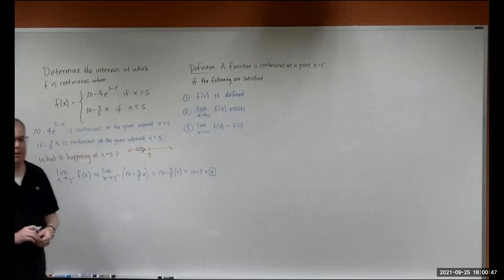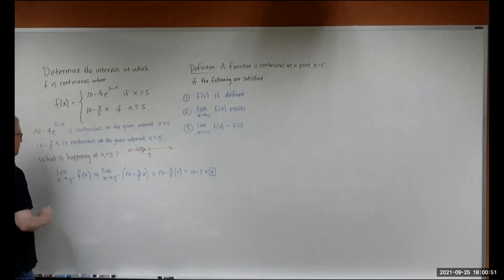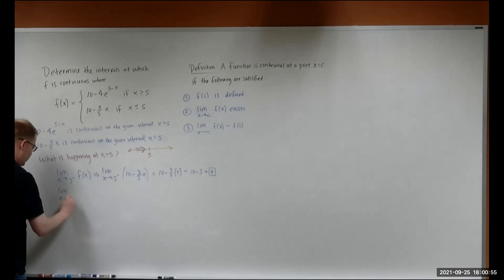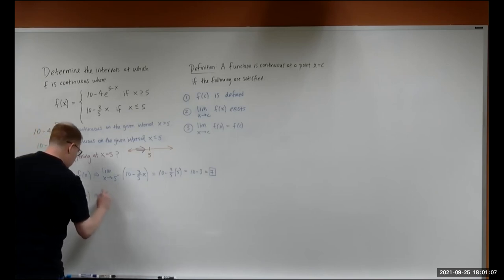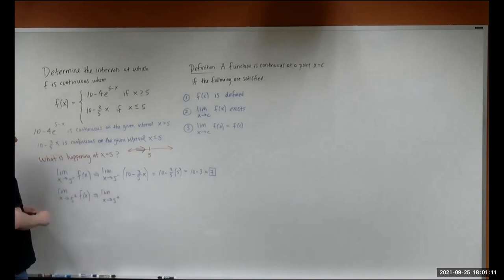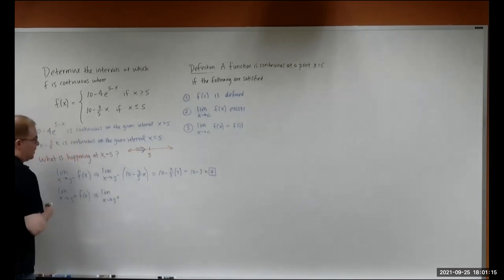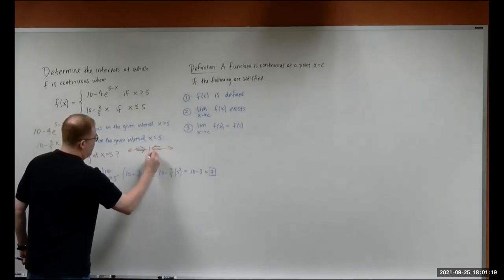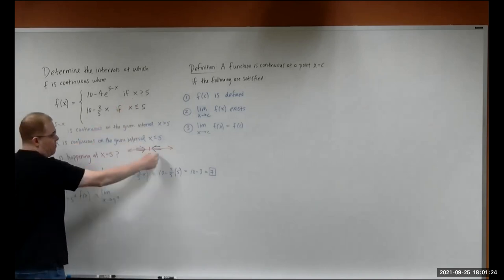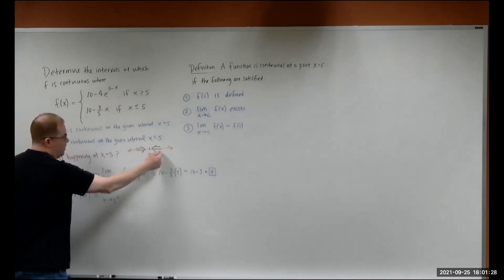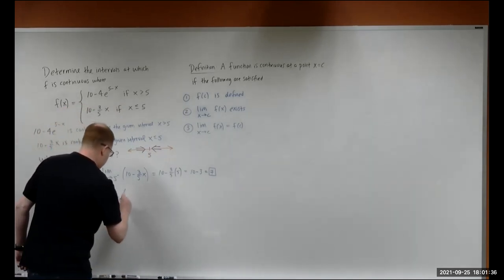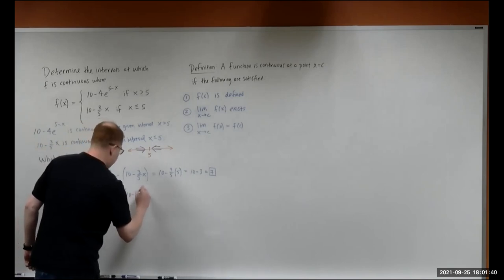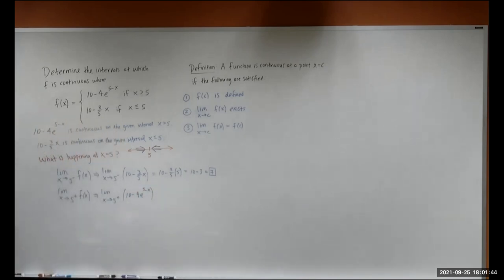Now we have to look at what's happening as x approaches 5 from the right side. Before, x was approaching 5 from the left, with a minus sign. In this case, there's a plus sign, so x is approaching 5 from the right side. Obviously, it's going to be the other part. When x is approaching 5 from the right, that's for the case when x is bigger than 5. All the values here are bigger than 5, approaching 5 from the right. So we're going to use this piece of the function: 10 minus 4e to the 5 minus x.